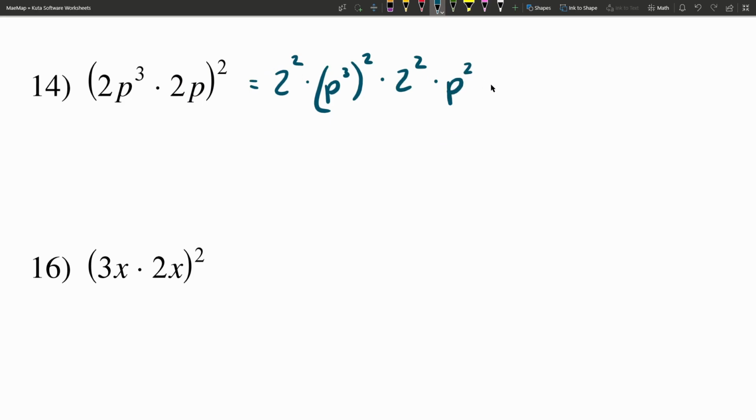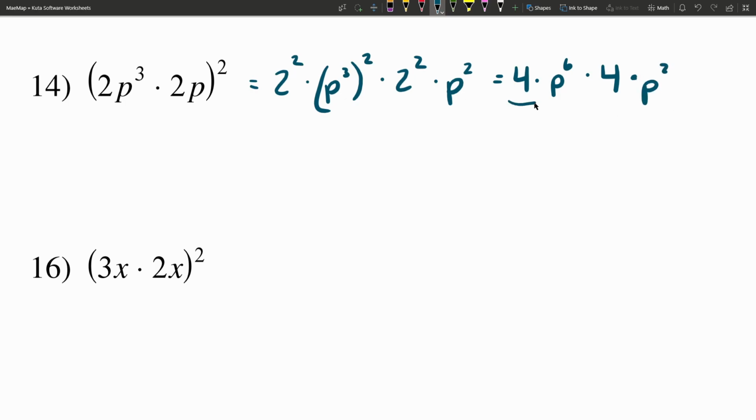Writing this out a bit further, 2 squared is 4 times p to the 3 all squared is p to the 6th because p to the 3 times 2 is p to the 6th. We're going to multiply that by 2 squared, which is 4, and that gets multiplied by p squared.